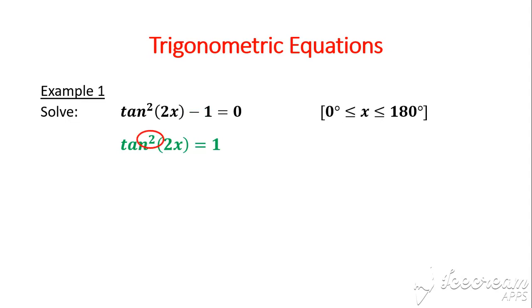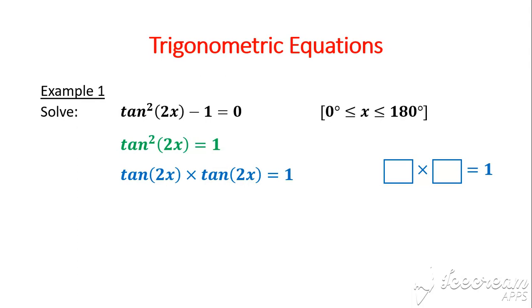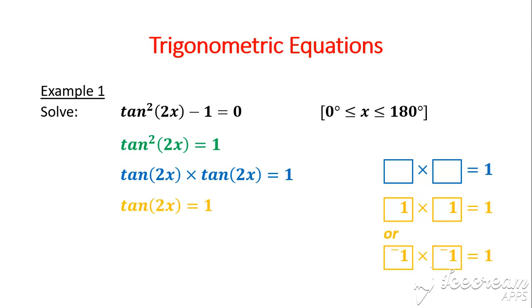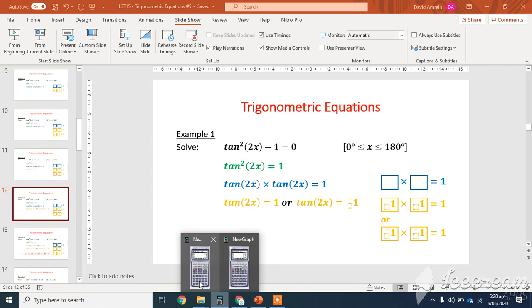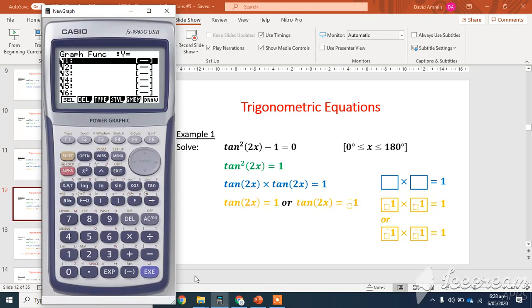Now this tan squared here means tan of 2x times tan of 2x is equal to 1. Now, when we have something times itself equal to 1, we either have 1 times 1 is 1, or we have negative 1 times negative 1 is 1. So we can say tan of 2x is either going to be 1, or tan of 2x is equal to negative 1. Now, we've broken that up into smaller equations, easier to deal with. So let's go into our graphics calculator and solve each one of these.